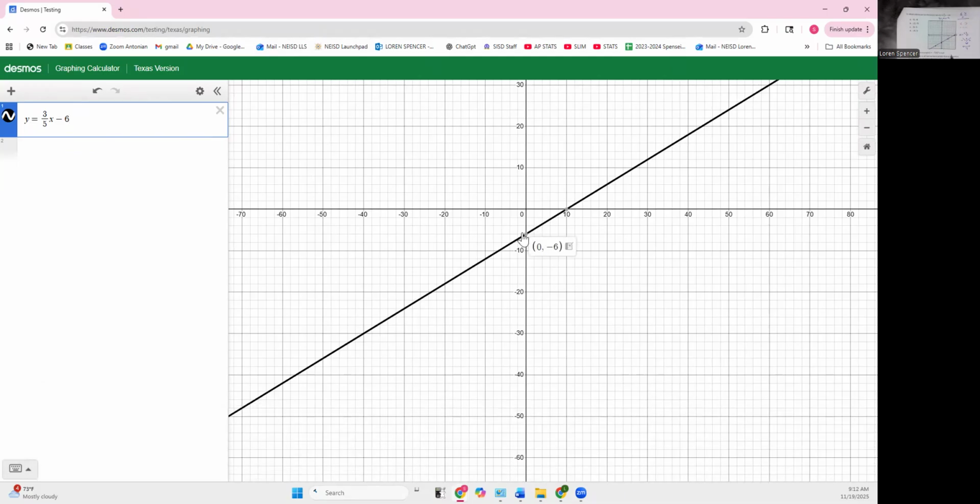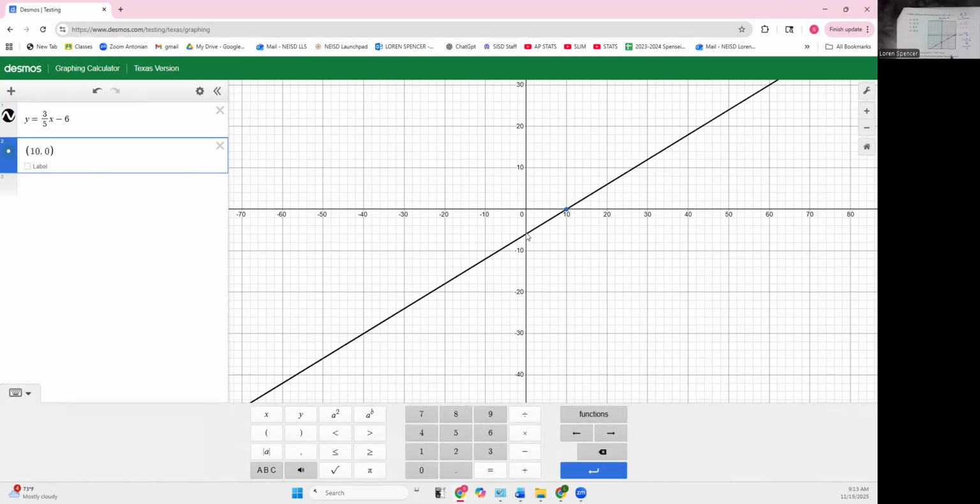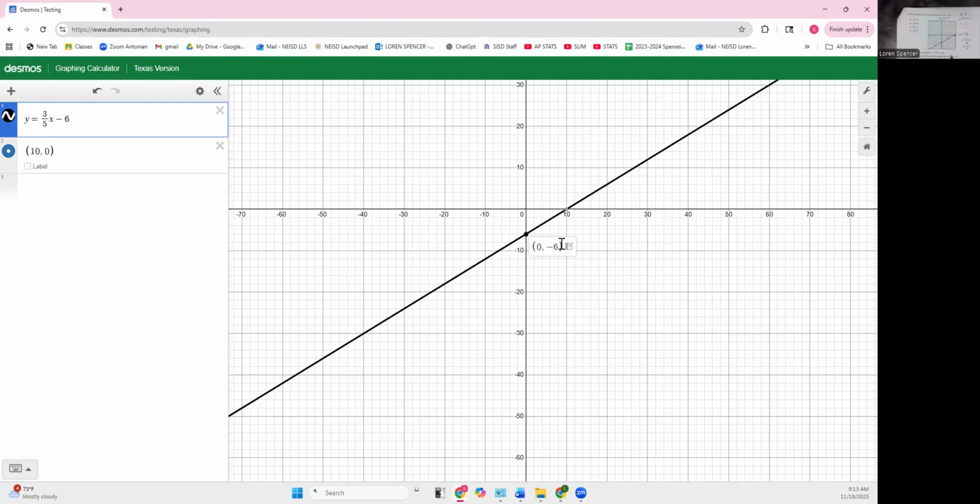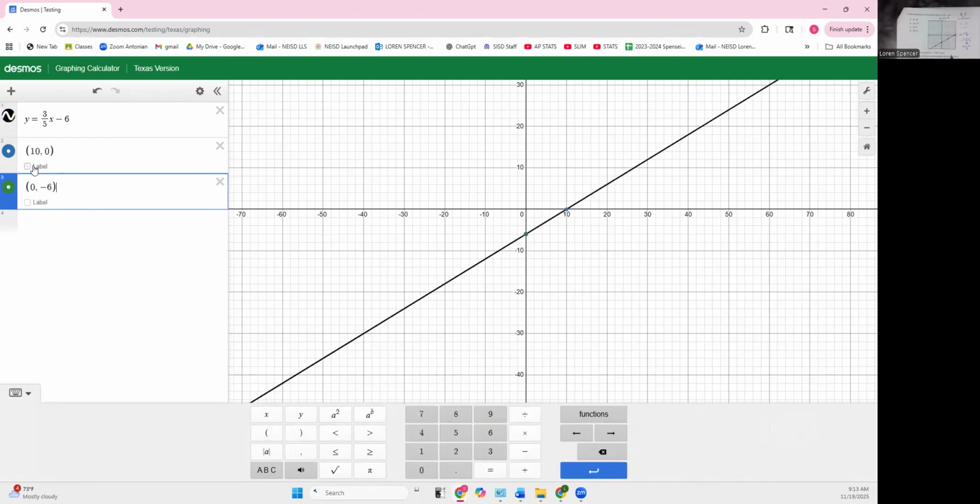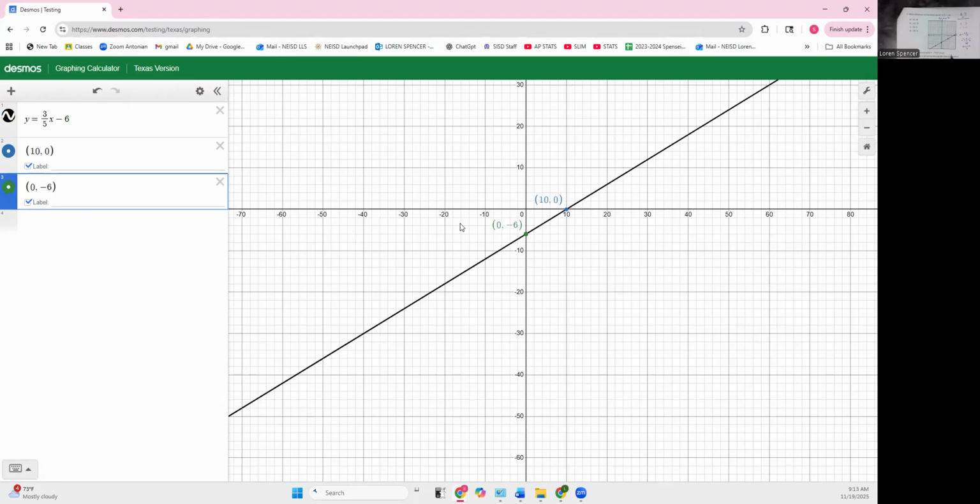And so we have some points. We have a 0, -6. We have a 10, 10. We want another point. We could click around and find other points, but that'll work for us. Okay, so we have 0, -6 and 10, 10. I can have a label if we wanted to, but that gives us 2 points that we could have plotted. We plotted those 2 points and we're good to go. So once we plot those points, connect the dots.